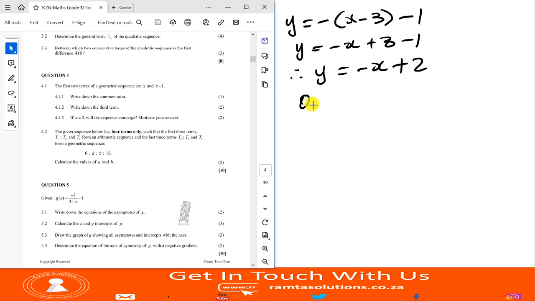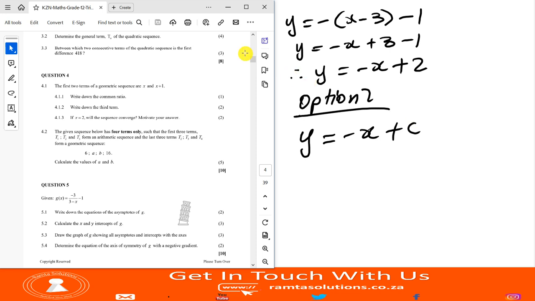Okay, option 2 would be, I want you to note this will be y equals negative x plus c. It will always have a gradient. The asymptotes always have a gradient of plus or minus 1. Okay, they always have a gradient of plus or minus 1. So they said for a negative gradient, so it will be negative 1.